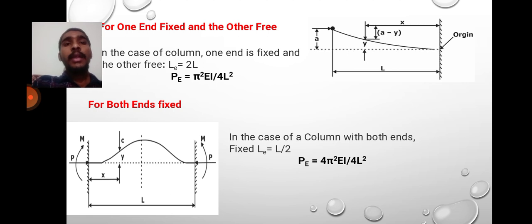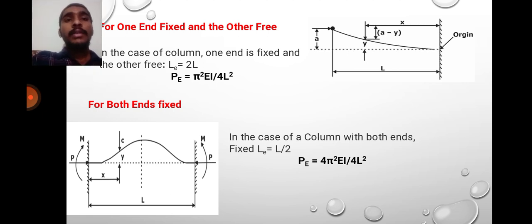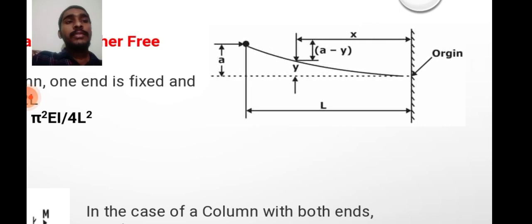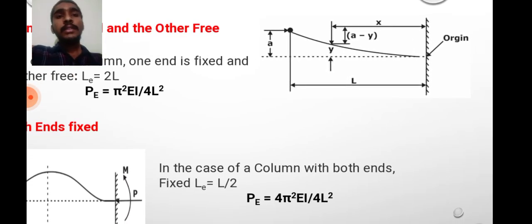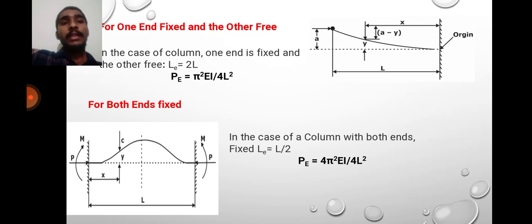For one end fixed and the other end free. In case of the column, one end is fixed and the other end is free, Le is equal to 2L. This is the diagram. This end is fixed with the origin, and the other end is free in nature, and the length is L. The formula for one end fixed and other end free is Pc is equal to pi square EI by 4L square.